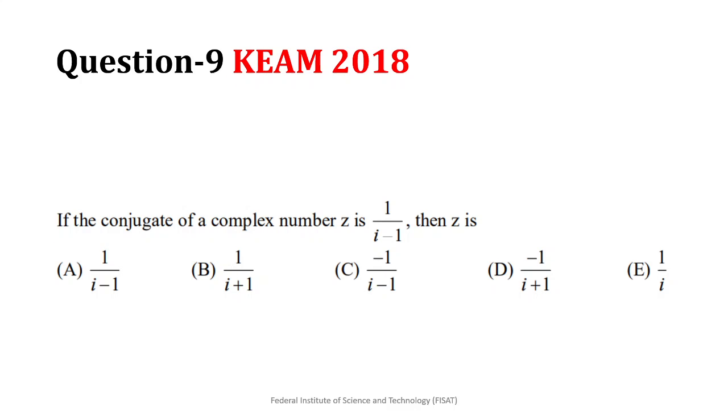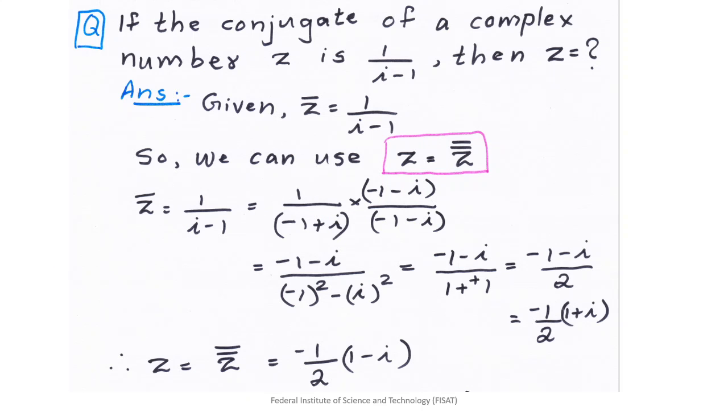Next, if the conjugate of a complex number z is 1 by i minus 1, then z is? So the conjugate is given as 1 by i minus 1. So that is z bar. In order to find z, you can use z equal to z bar bar. z bar equal to 1 by i minus 1. You have to convert it into a suitable format.